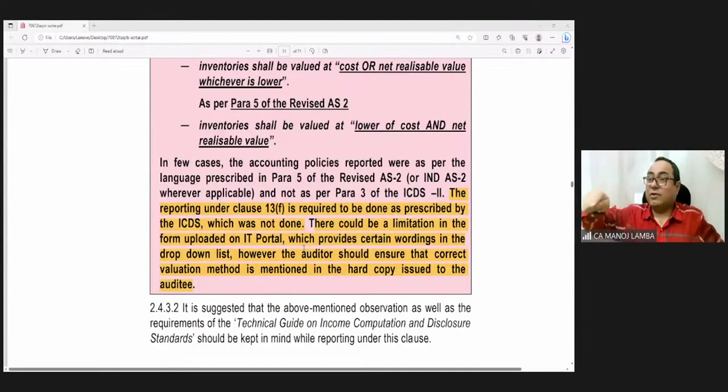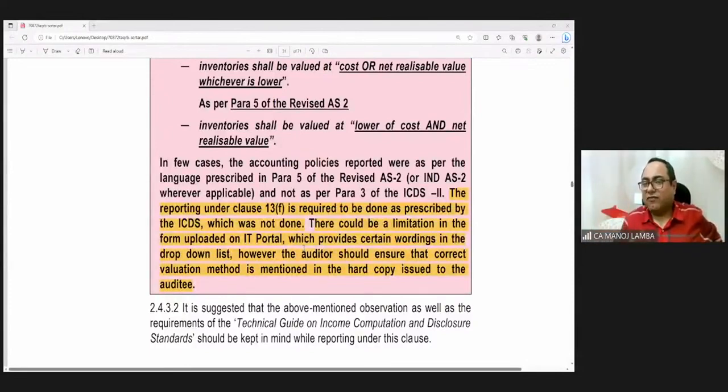Please again note in your mind, ICDS is only for income computation purpose. AS2 is only for maintenance of books of account. And utility is for reporting purposes. But there is no drop-down box, there is no column for cost, market price, cost or market price, whichever is less. So unfortunately, the utility compels the tax auditor to choose cost or market price, whichever is less, which is a different treatment, a differential idea as given in ICDS 2 or AS2, as the case may be.